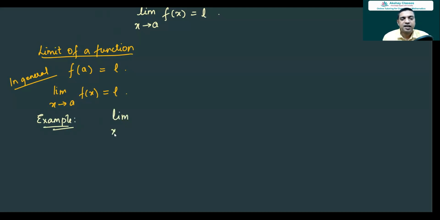Limit x tends to 2. The function I will write as x square minus 9. Now, you don't have to go by left hand limit, right hand limit. In this particular case, it's a direct expression. When you go either by the left or the right, because it's an algebraic expression, both will tend to the same value. So you can directly substitute 2 square minus 9, which is minus 5.